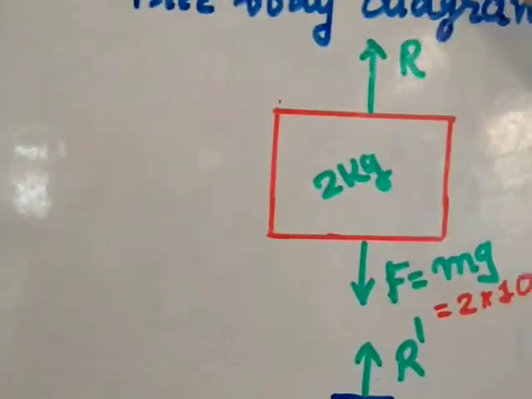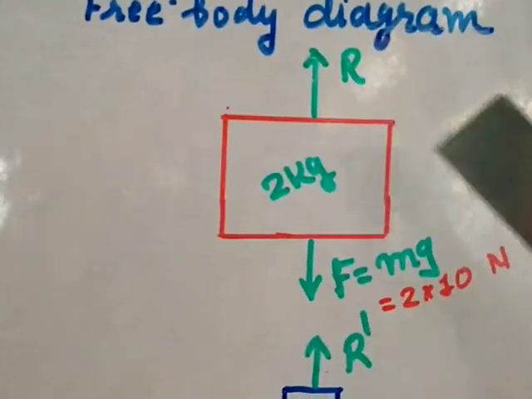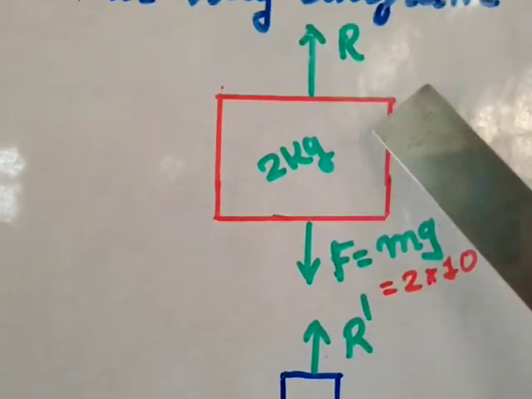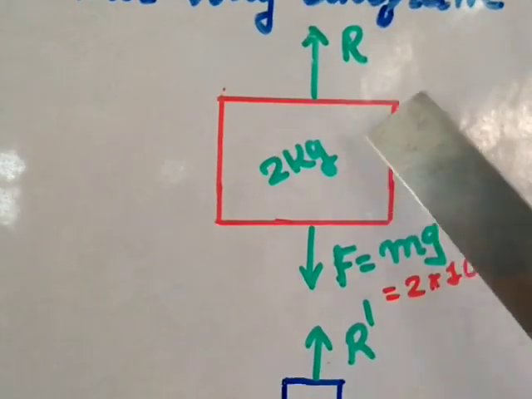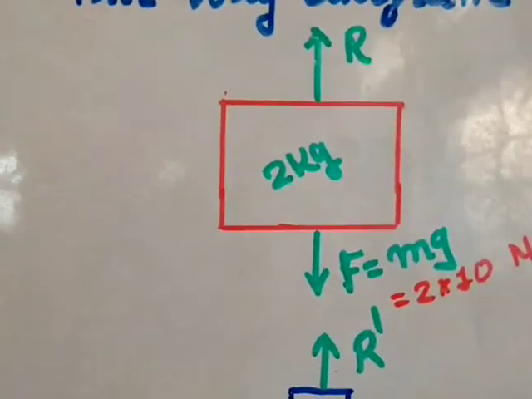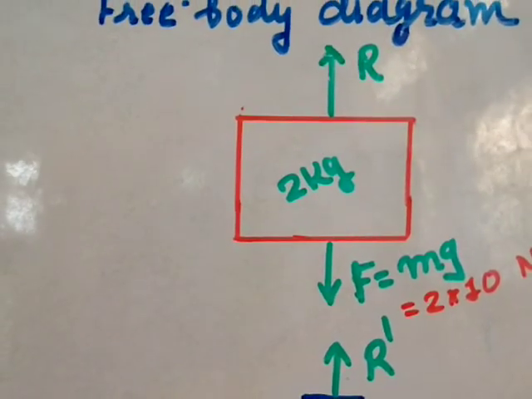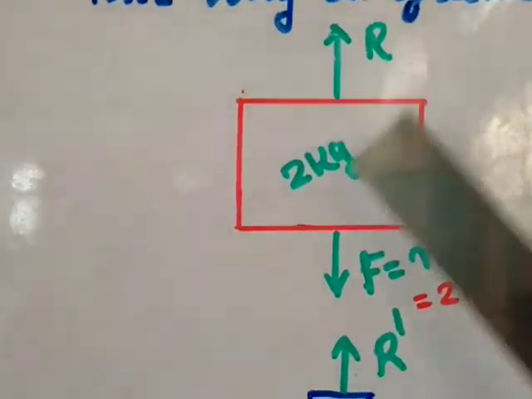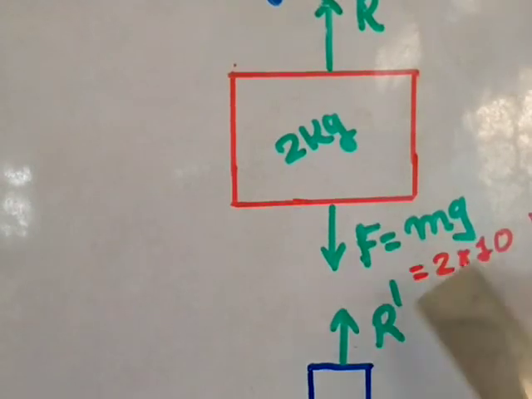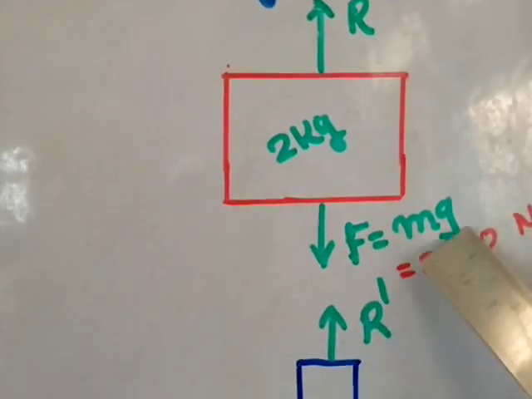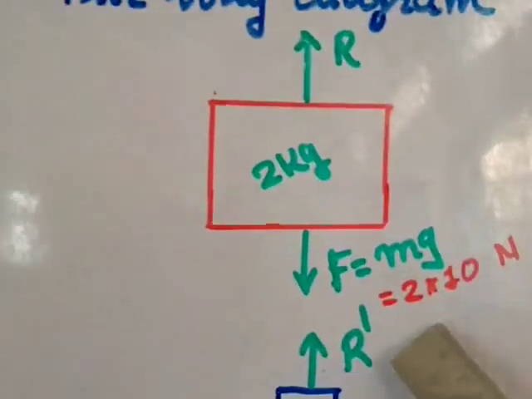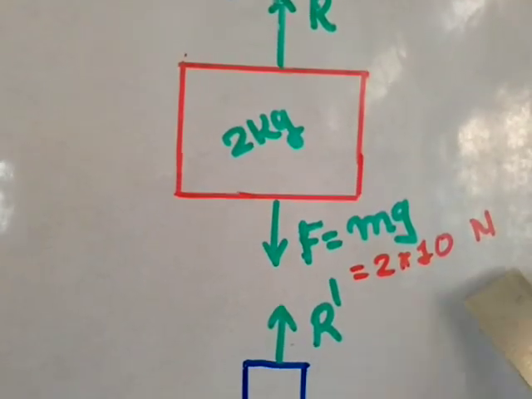It is upward. And downward, because of the mass of the block, there is a force because of gravity, the earth's gravity, and that is downward. It is given as F equal to mg. Mass of the block is 2 and g they have asked us to take 10, so 2 into 10 Newton, that is 20 Newton, right?